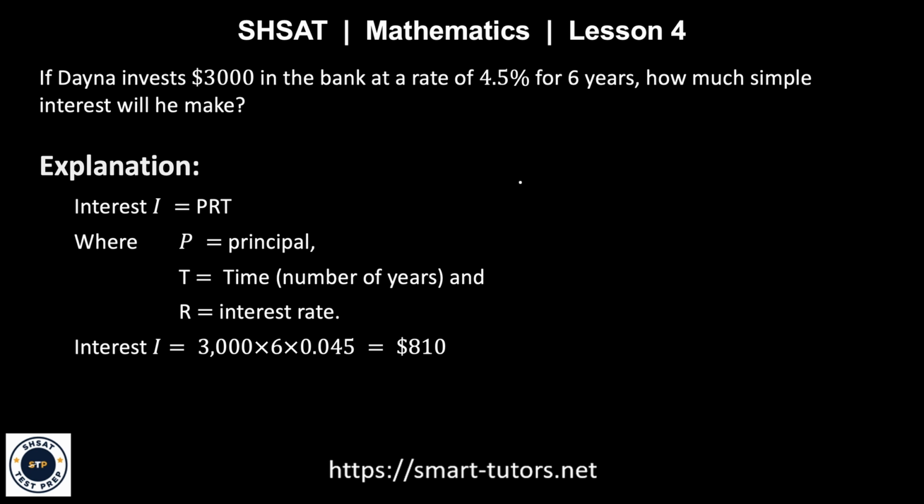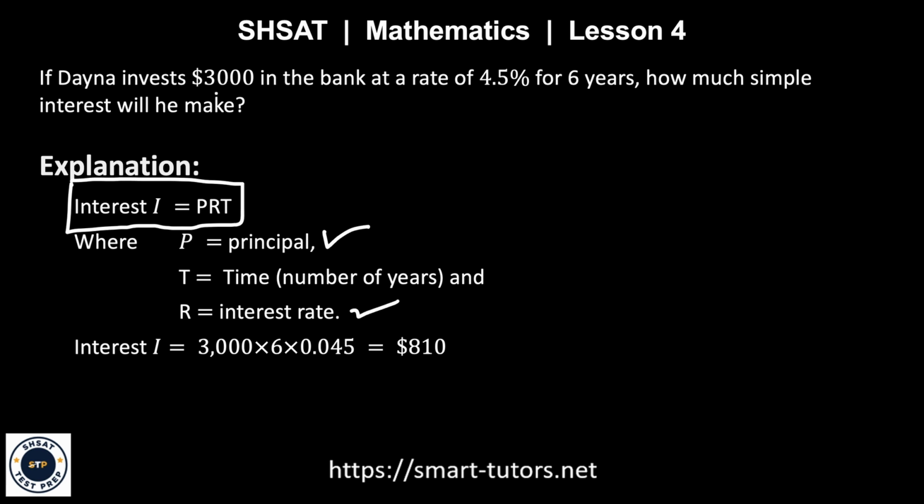Now let's do another problem. Interest. The interest formula is I equal to PRT. I think most of you have learned this in school. Where I is the interest, P is the principal, the amount of money you borrowed, T is the time, how long it was borrowed for, and R is the interest rate, the annual interest rate. So I equal to PRT.